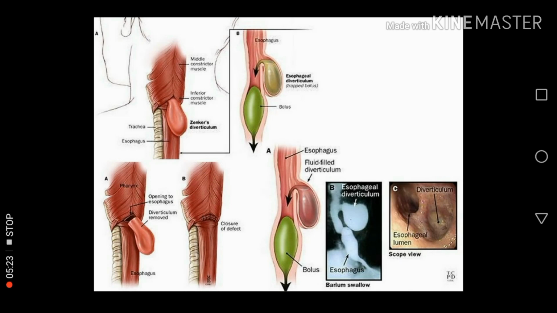So I hope now you have a much better concept about esophageal diverticulas, how they develop, where they develop, how they can be identified, and how they can be treated.